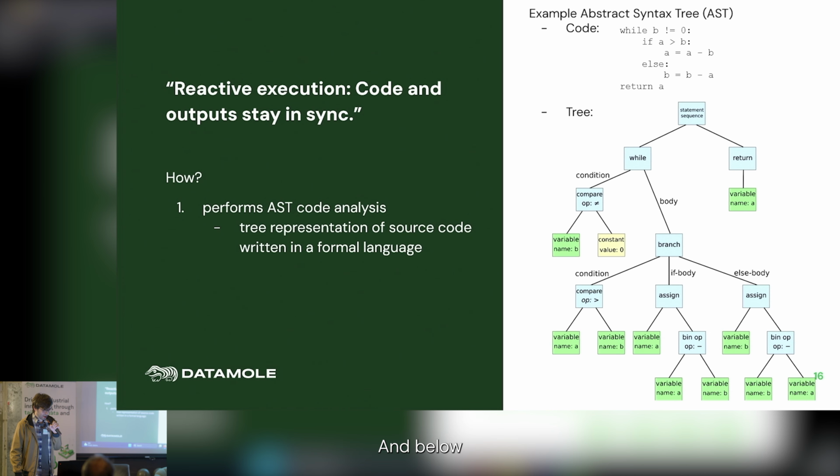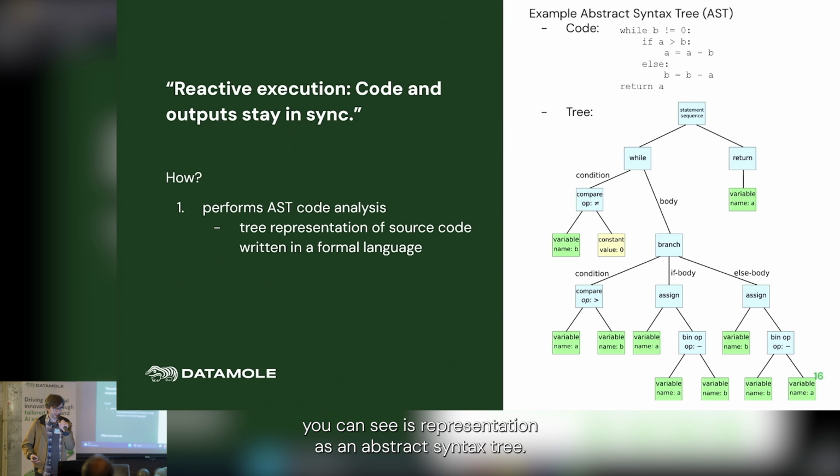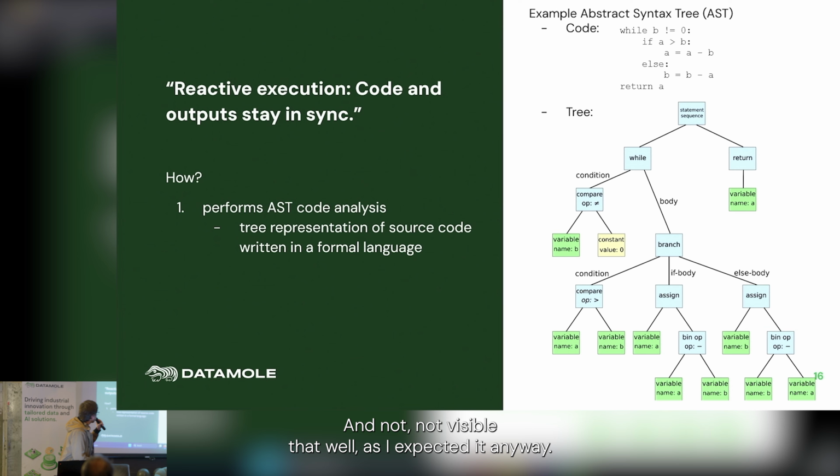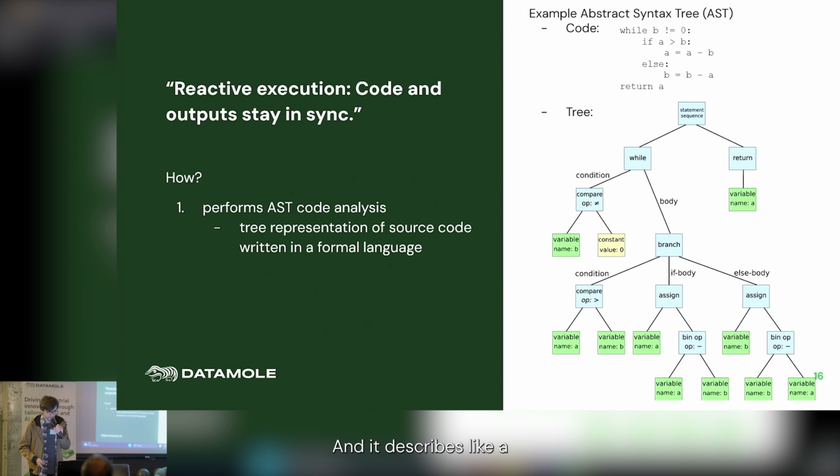And below, you can see its representation as an abstract syntax tree. I'm not sure if this is visible. Not visible that well as I expected. Anyway, these nodes are typically operations. These are literals, and it describes an analysis of your code, right?